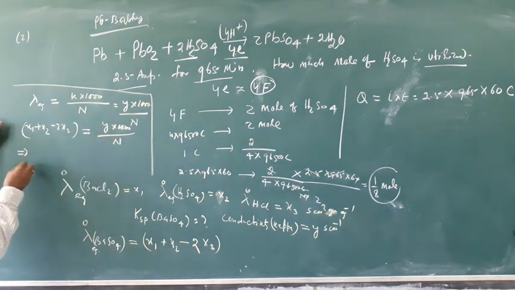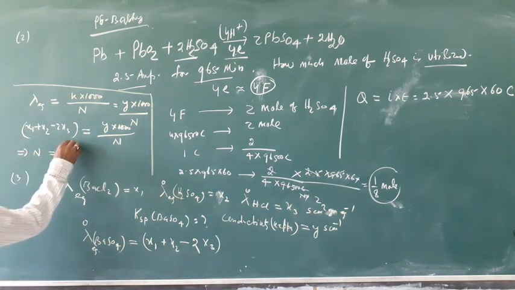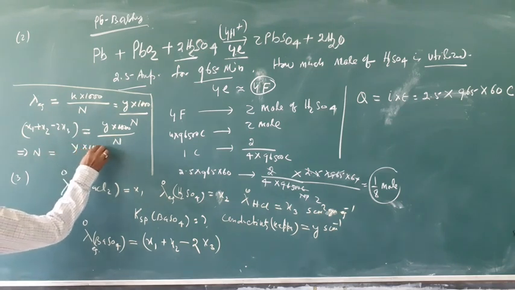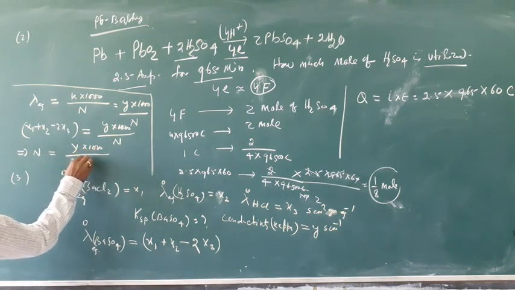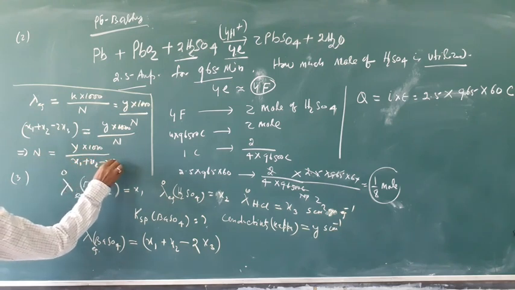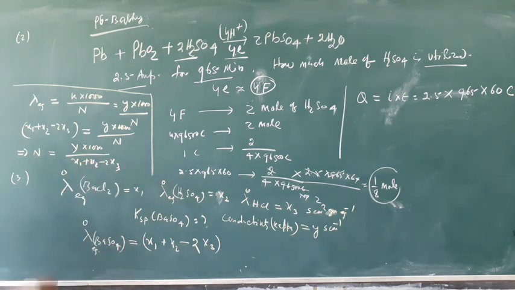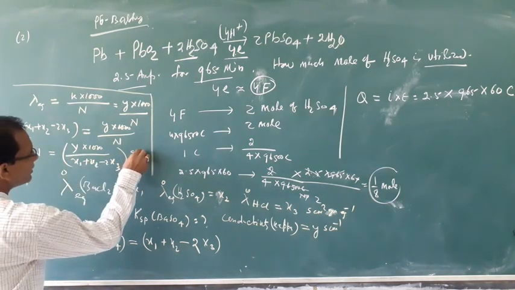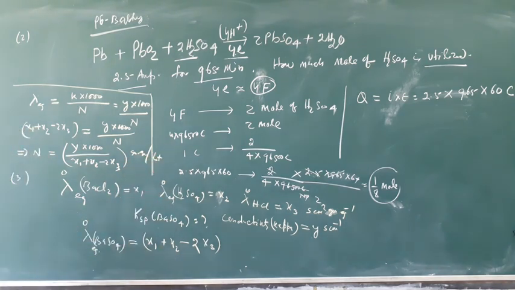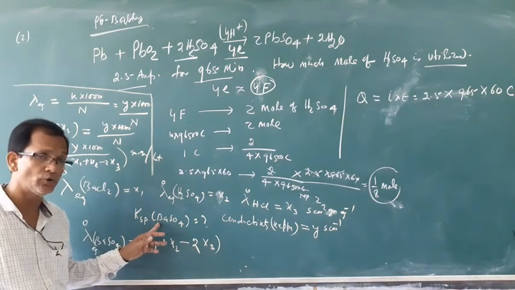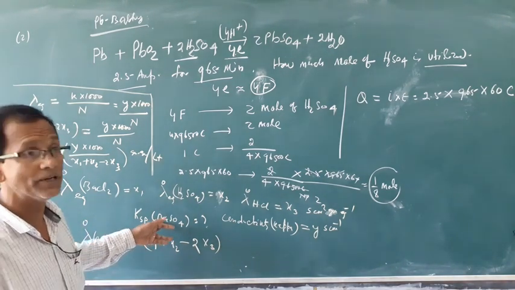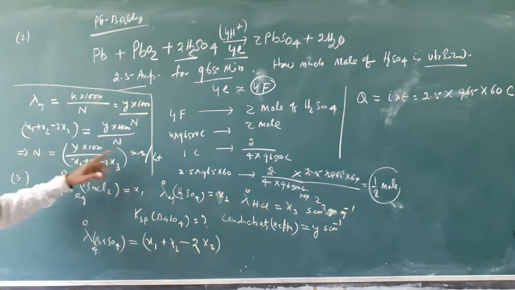What is the value of n? It implies n is equal to the concentration in normality: y into 1000 upon x1 plus x2 minus 2x3. This is the normality, in gram equivalent per liter. This is the calculation. But KSP, the solubility product, is always related to molarity. Solubility means moles per liter, but here you got gram equivalent per liter. But there is a relation.